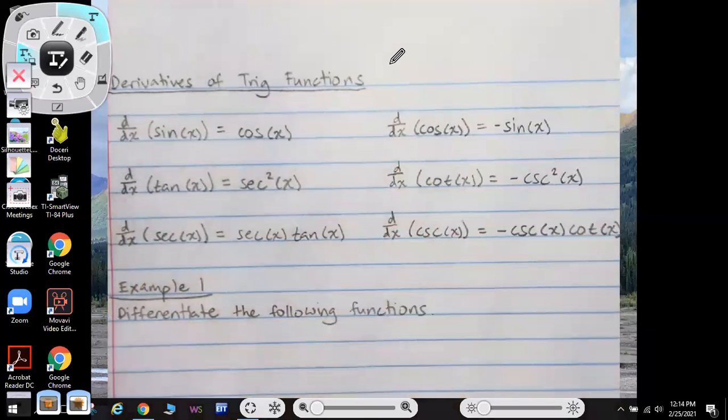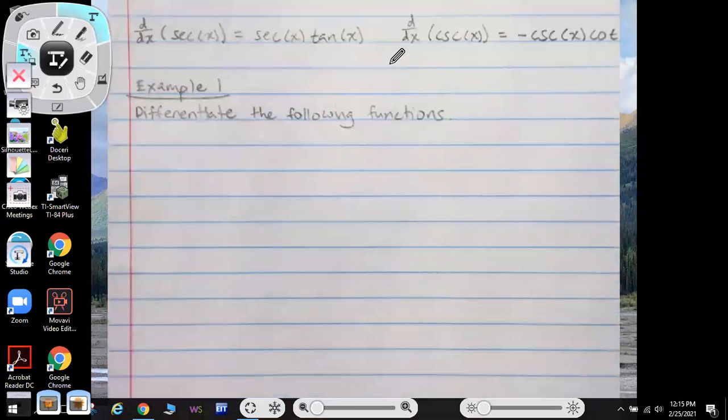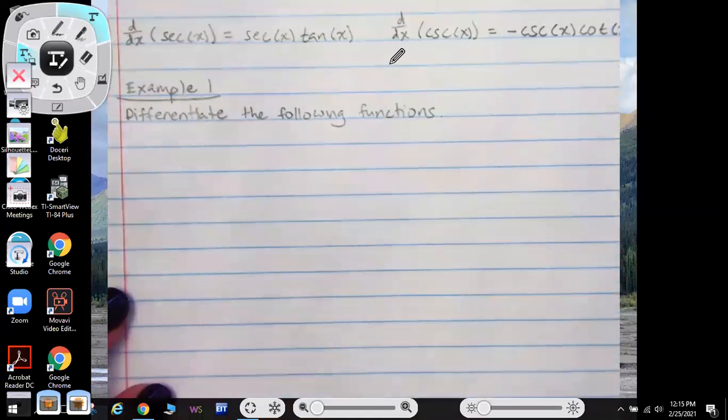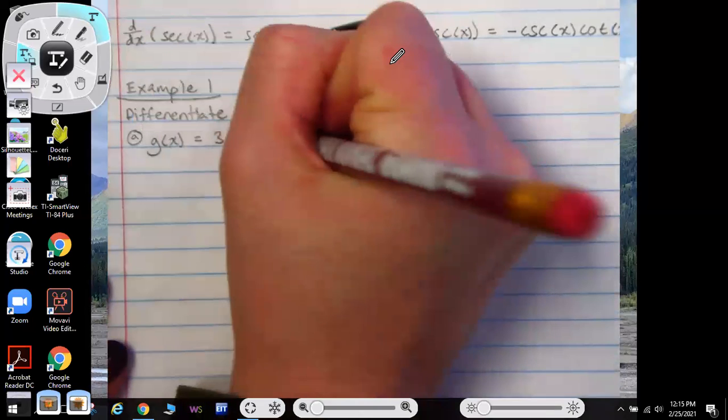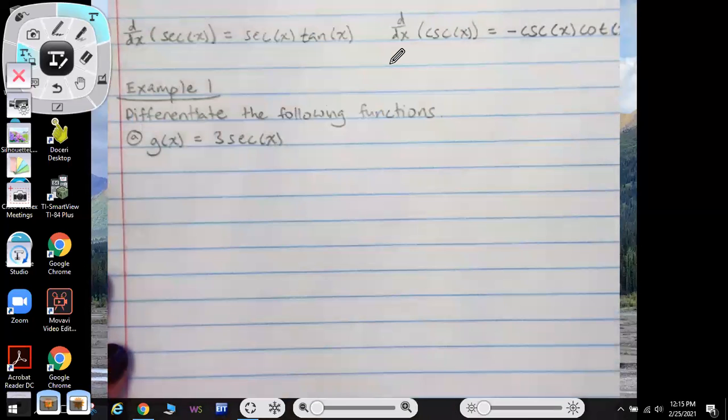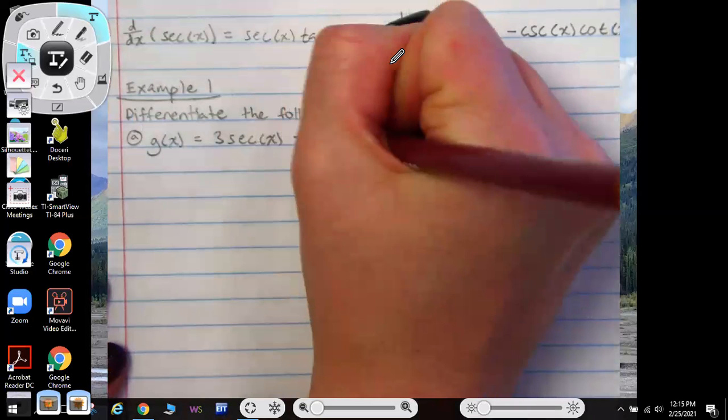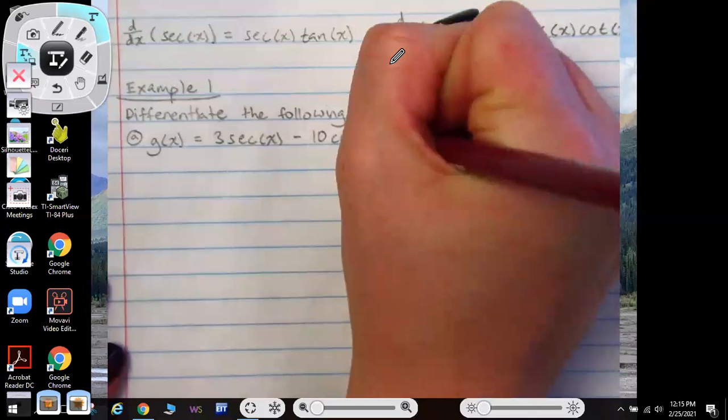Instructions: differentiate the following functions. Differentiate means find the derivative. In part A, we have g of x equals 3 times the secant of x minus 10 times the cotangent of x.